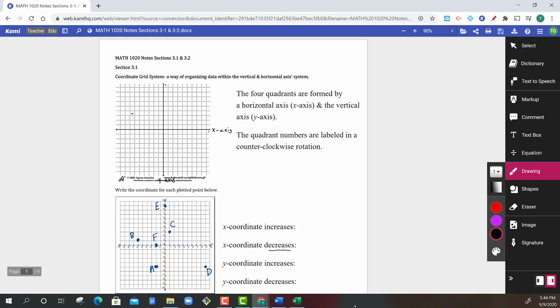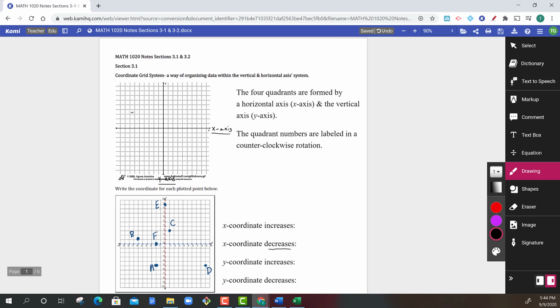The four quadrants are formed by a horizontal axis and a vertical axis, of course known as the X and Y axis. The quadrant numbers that are formed by these two axes are labeled in counterclockwise rotation. So the first quadrant is the top right corner. In this quadrant, both the X coordinate and the Y coordinate are positive. And then we're going to go counterclockwise.